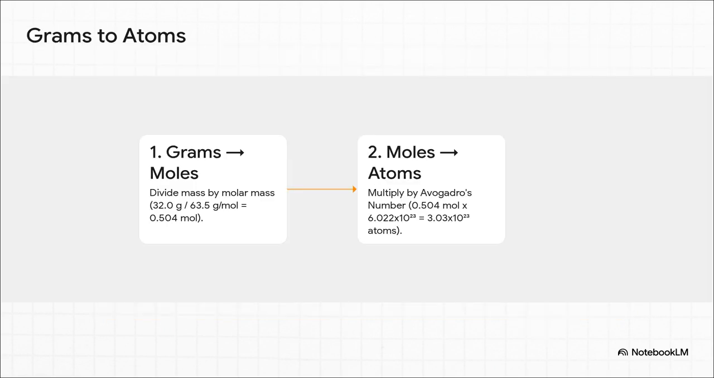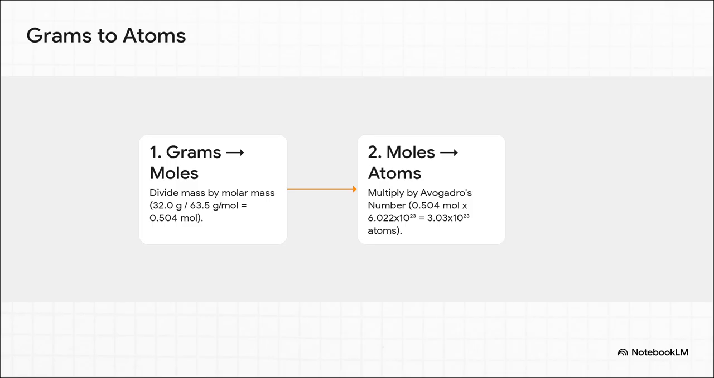So how does this actually work? Let's say we weigh out 32 grams of copper. To turn that weight into an atom count, we just need one more piece of the puzzle: copper's molar mass, which you can find right on the periodic table. Think of it as how much 1 mole of copper weighs. So we take our 32 grams, we divide by that molar mass, and that tells us how many moles we have. Then we just multiply that by our master key, Avogadro's number, to get the actual atom count. And boom, we just counted over 300 sextillion atoms by using a simple scale.